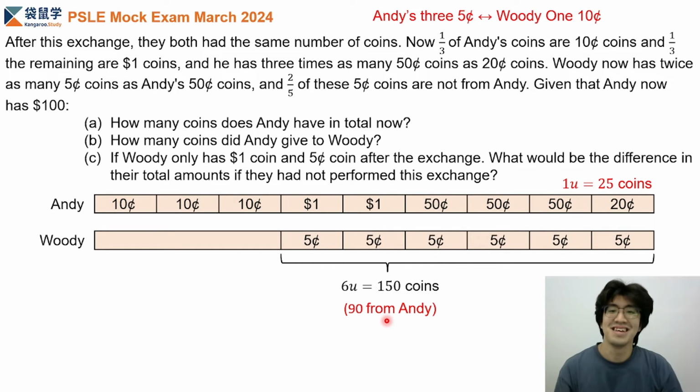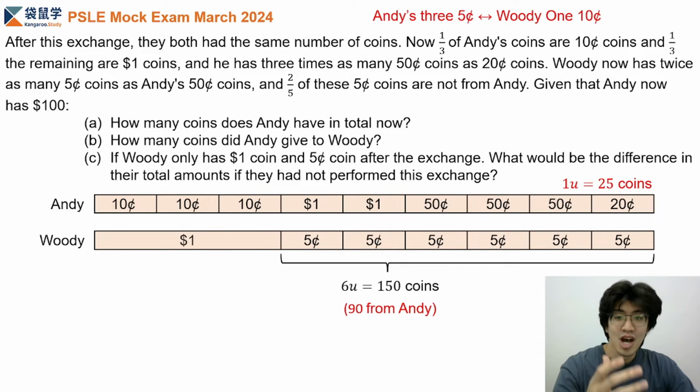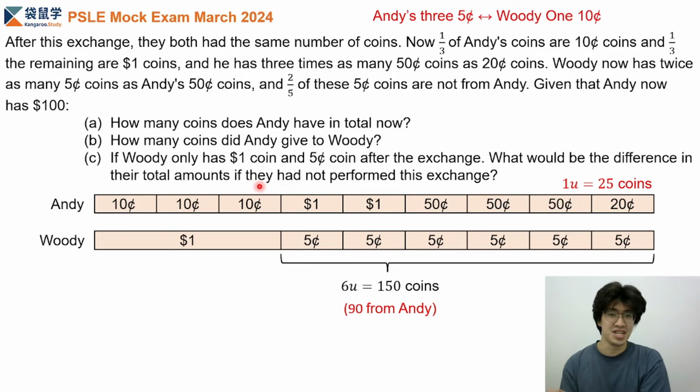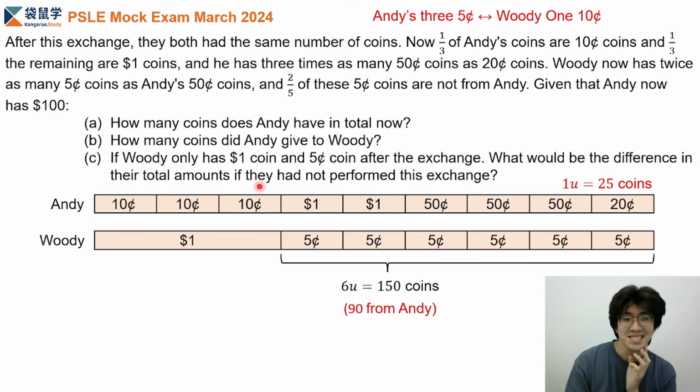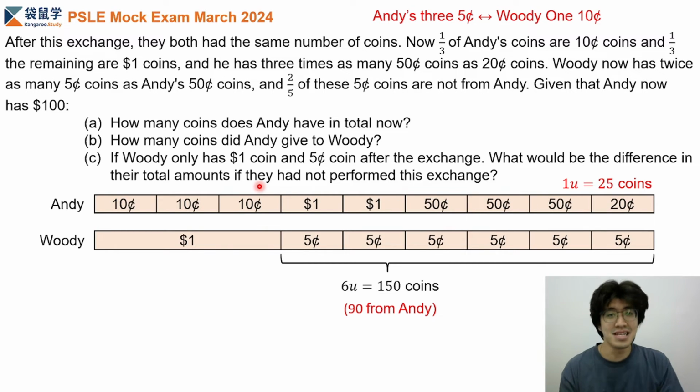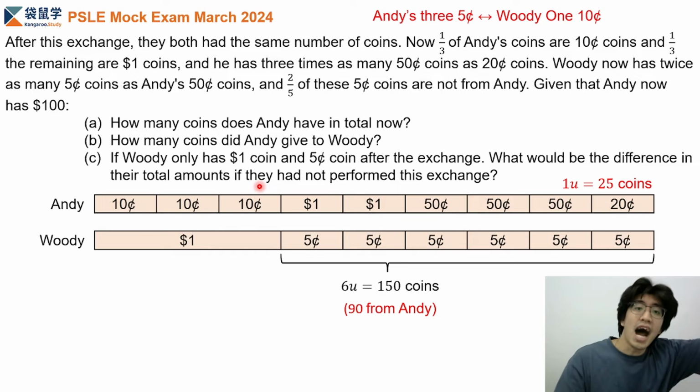Now finally, let us move on to the third part. If Udi only has $1 coin and 5-cent coin after the exchange, so what do I know about this part? Very good, it must be $1 coin, since now it can only have $1 and 5 cents. And we have to figure out, look at the questions, the difference in their total amount before the exchange, right? If they did not perform this exchange, well, how do I do this? If I want to figure out the total amount before the exchange, let's see if at least I can first find out the total amount after the exchange.